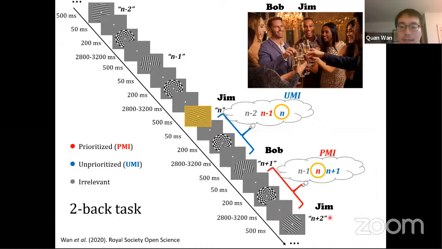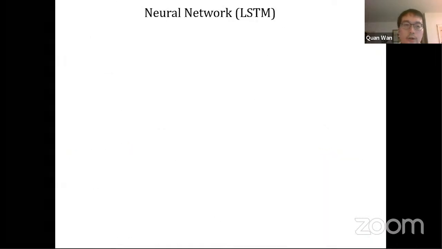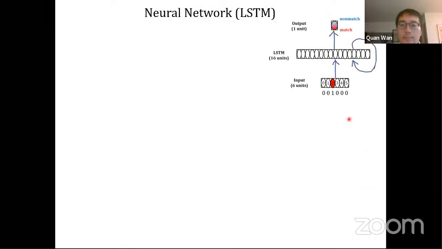To study the neural representation of the stimulus as a function of behavioral priority, in previous work in our lab, we recorded EEG during this task and showed that UMI and PMI are represented in the same code or subspace, but in different and opposite formats. To understand how the representation is transformed between UMI and PMI, we trained a recurrent neural network with LSTM architecture to do this task. Briefly, stimulus information in the form of a one-hot vector goes into these 6 stimulus selective input units. Information is then propagated into this LSTM layer, which in turn projects to the output unit and yields the decision, match versus non-match.